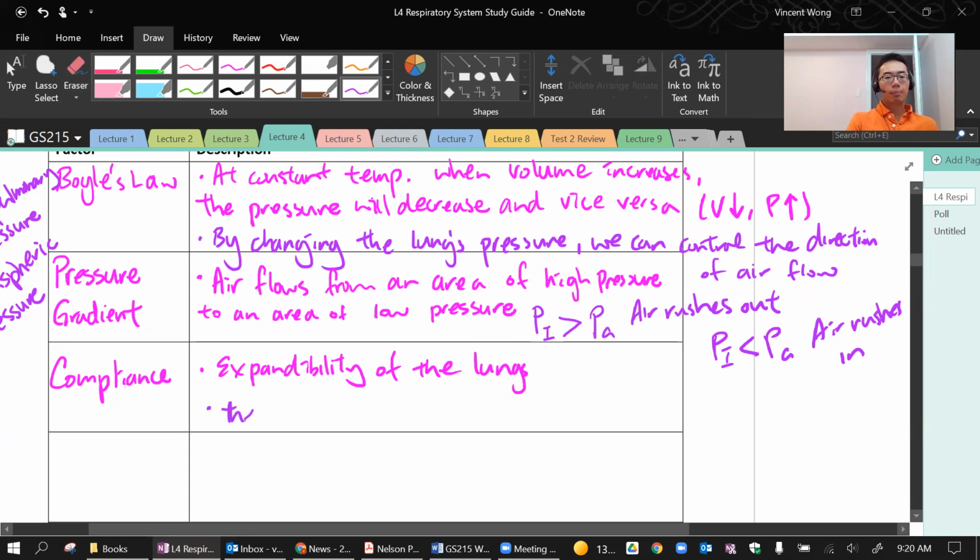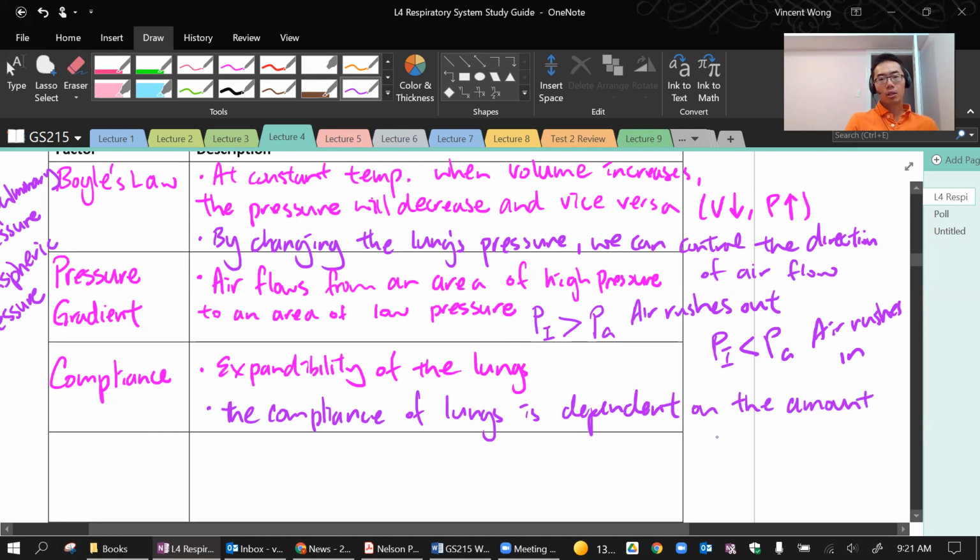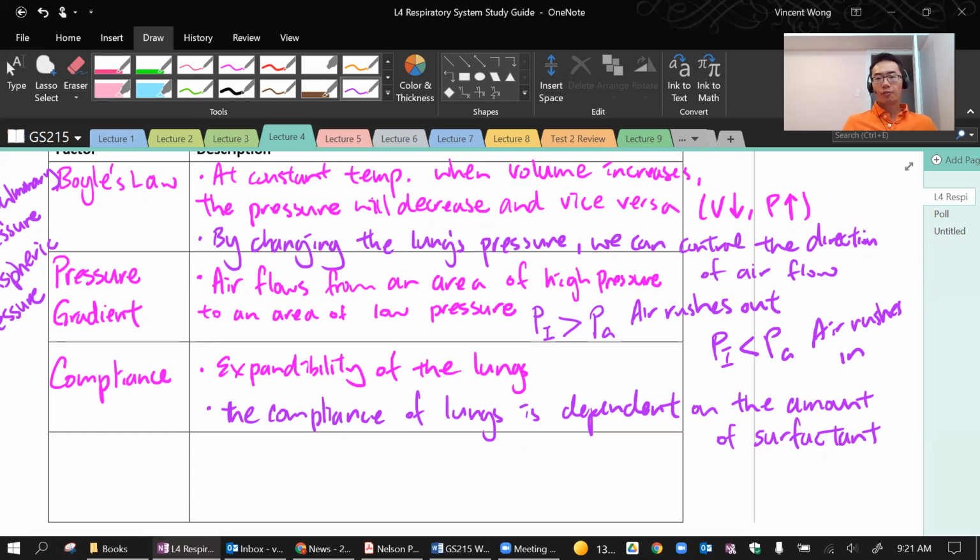The compliance of the lung is dependent on the amount of surfactant. These surfactants are like an oily substance that helps the lung open up. More surfactant generally means higher compliance. But you might remember in the lecture that I said too much surfactant is actually not good, and we will review that in a second.